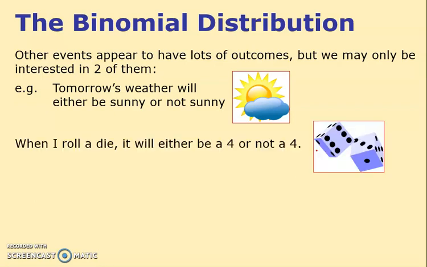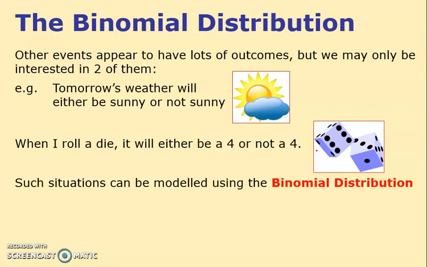When I roll the die, it could either be a 4 or not a 4. Well, as I said, there's 1, 2, 3, 4, 5, 6. Could happen, but I don't care. I want a 4 or it's not a 4. So these kind of situations where we effectively end up with 2 possible outcomes, whether it's because there are 2 possible outcomes or we pretend there's 2 possible outcomes, these can be modelled by the binomial distribution.